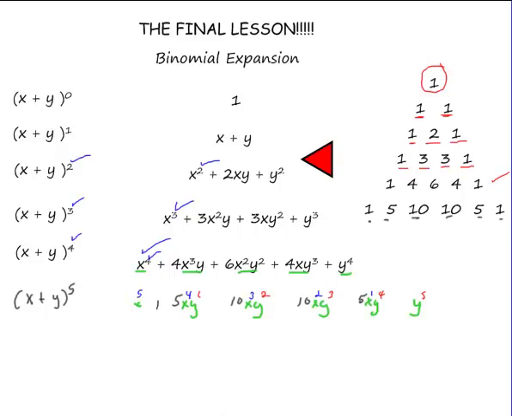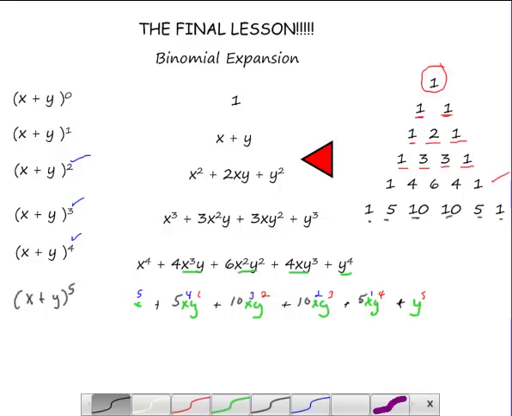X to the fifth plus 5x to the fourth y plus 10x cubed y squared plus 10x squared y cubed plus 5x y to the fourth plus y to the fifth. And if you noticed one last pattern, every set of exponents has to add up to the power that I raised it to.